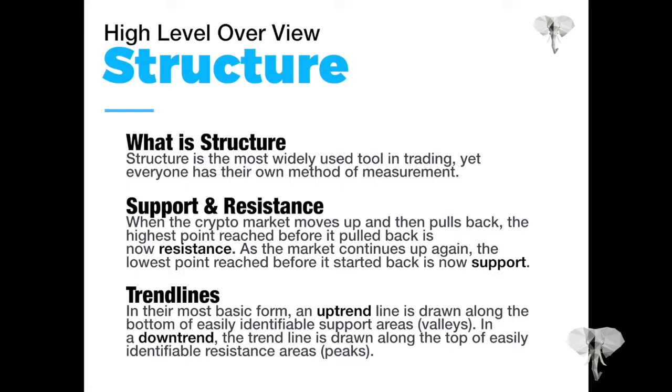Trend lines, in their most basic form: an uptrend is a line drawn along the bottom of easily identifiable support areas, also known as valleys, and a downtrend is a trend line drawn along the top of easily identifiable resistance areas, also known as peaks. So now that we have the basic overview and definitions of structure, resistance, support, and trend lines, we can move on to the next part.